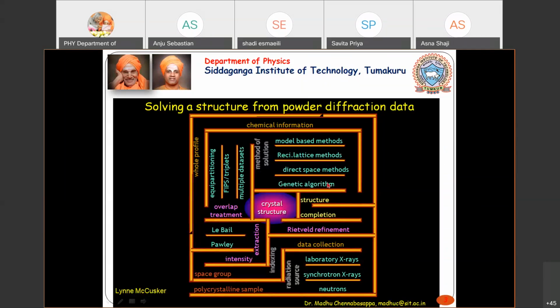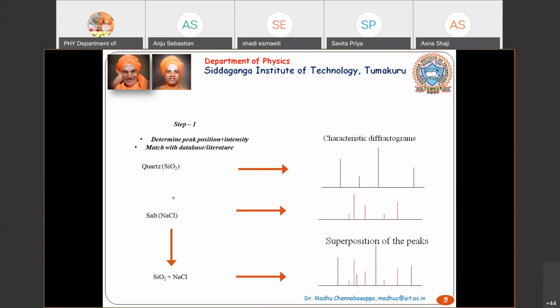previous one. Okay, so first thing what we did was we did the phase matching. So in phase matching, we learned that we should take care of the position of the peak and also the intensity of the peak. Okay. So only then, if you can match both position and intensity, then you can get a phase match, or you can get the preliminary information.